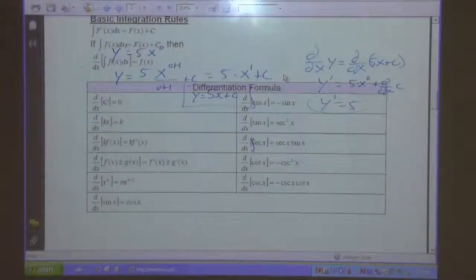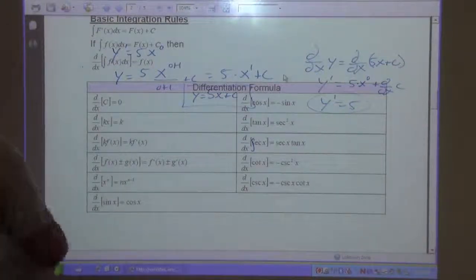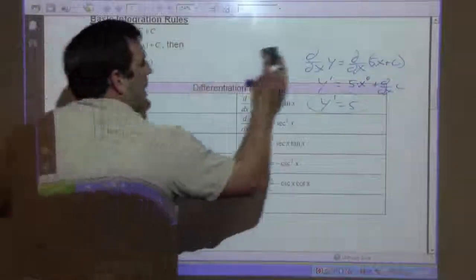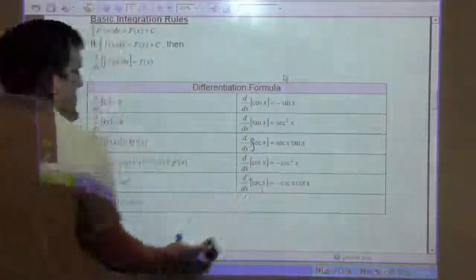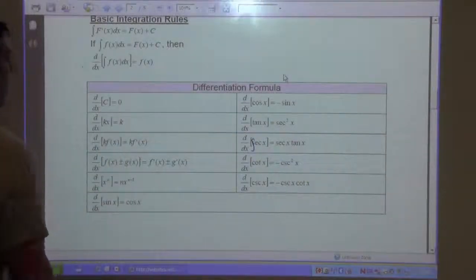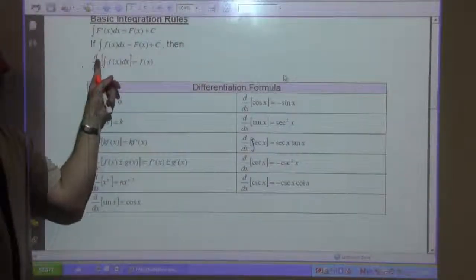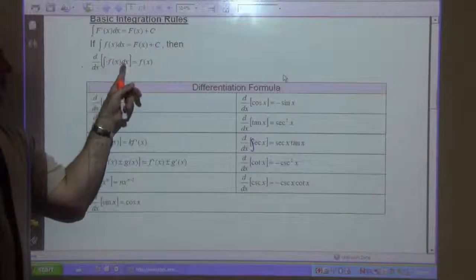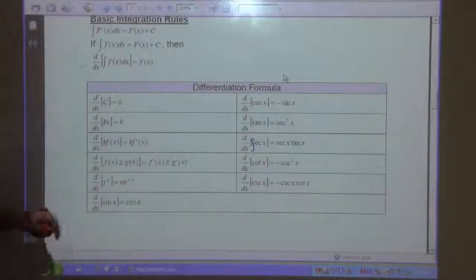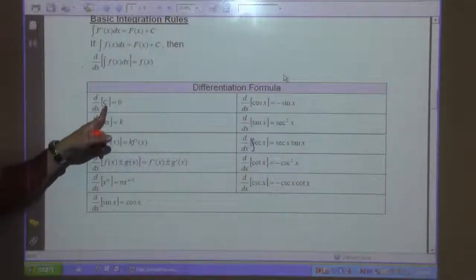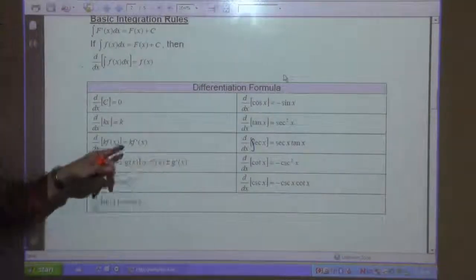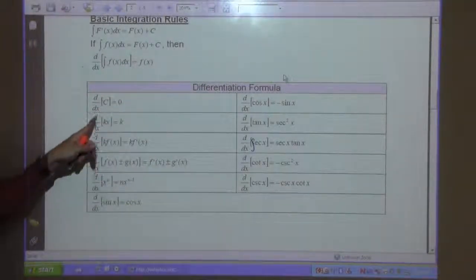So, basic integration rules. The integral of F prime of x dx is equal to F of x plus c. The integral of little f of x dx is F of x plus c. If that's the case, then d/dx of the integral of f of x dx is just f of x. The derivative of a constant is 0. Just remember these differentiation rules.